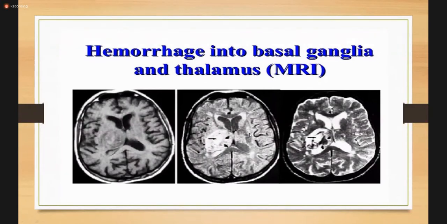And this is the MRI of the brain. This is not the CT scan. The previous one was the CT scan. This is the MRI. This is the basal ganglia bleed, and this is the resolving stage.